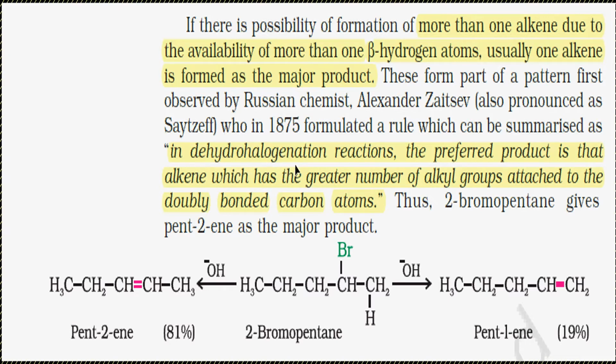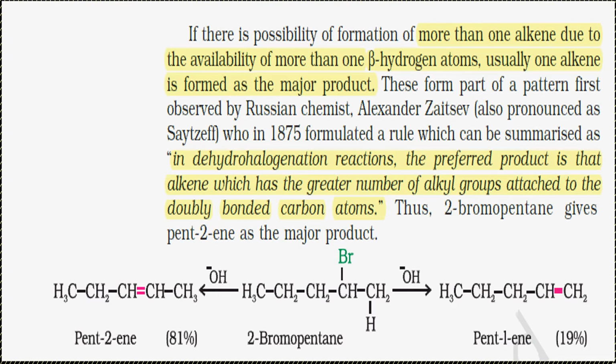In dehydrohalogenation reaction, the preferred product, that is the major product, is that alkene which has greater number of alkyl groups attached to the doubly bonded carbon atoms. That is, the doubly bonded carbon attached to more alkyl groups will give the major product.